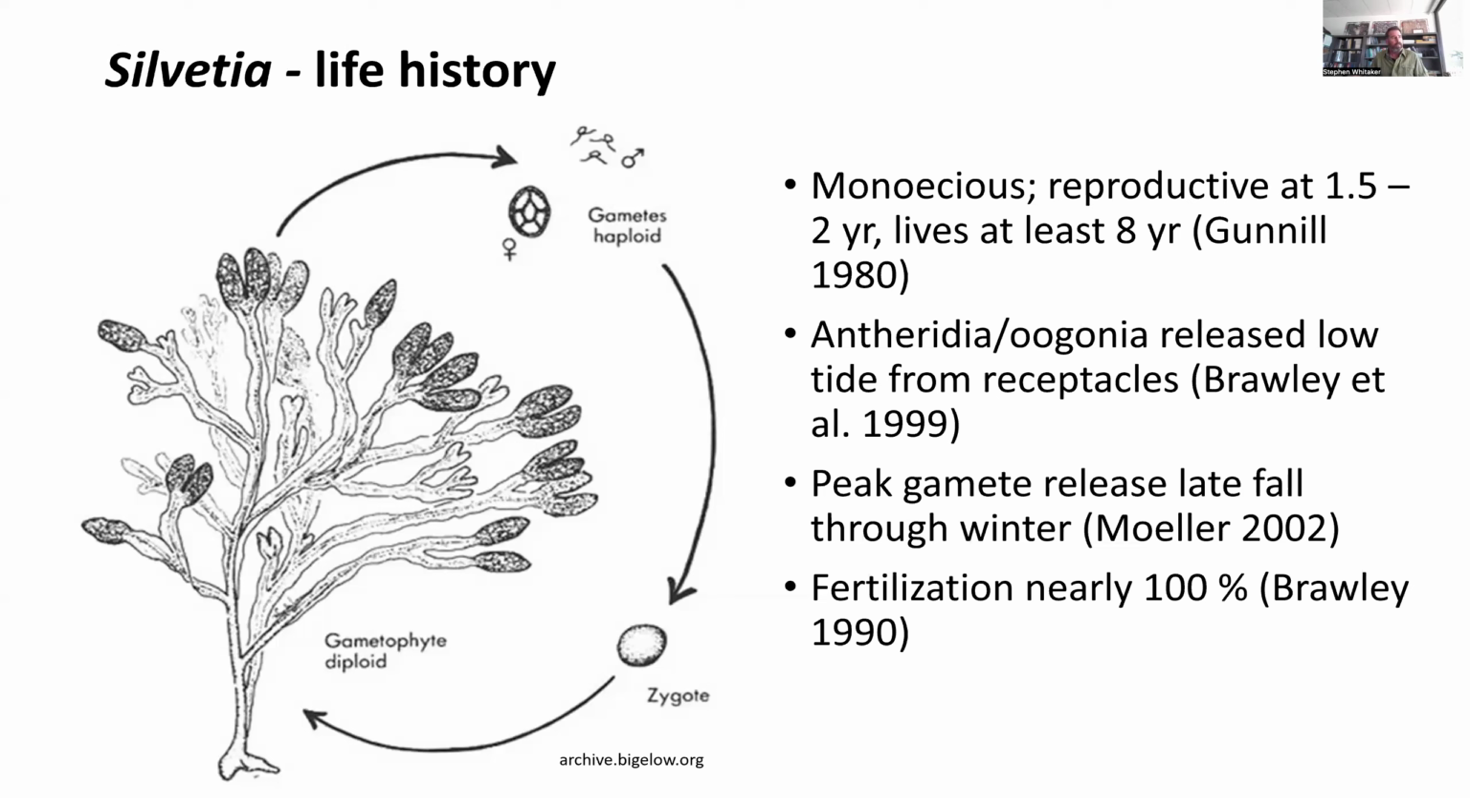And the thought there is that by dropping the gametes at low tide, you don't have the water movement that would take gametes and push them off into potentially other habitats that may not be preferable for survival. So the gametes drop below the canopy of the adults, which can be helpful for survival. The rate of fertilization is nearly 100%.